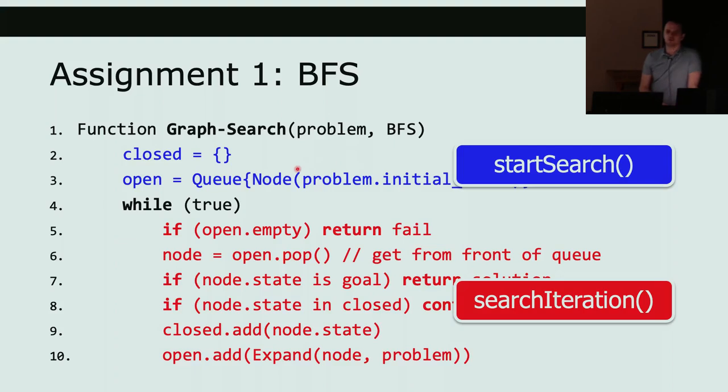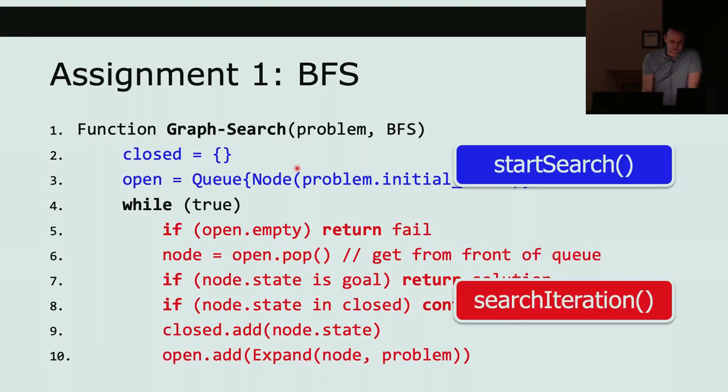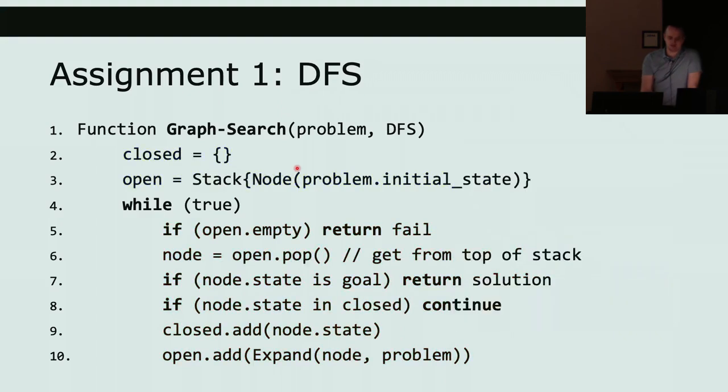Whenever we start a new search, we have to do some things like reset the closed list, reset the open list, maybe set some other variables. Okay? And then for depth first search, it's the exact same algorithm, except you've got a stack instead of a queue. Okay? And so the same thing goes. In fact, as we'll see when I get into the code, there's going to be one line of code difference between your DFS and BFS.